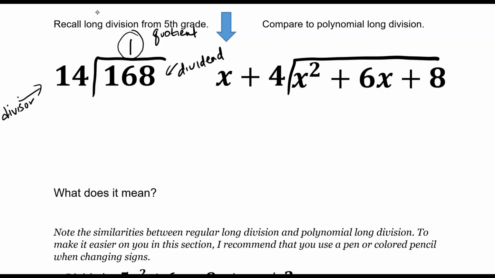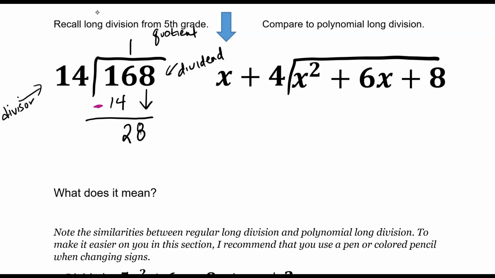Okay, so we multiply 14 times 1 and we get 14. Don't forget, we have to subtract right here. And when we subtract, we get 2. We always bring down the next number and we start over.